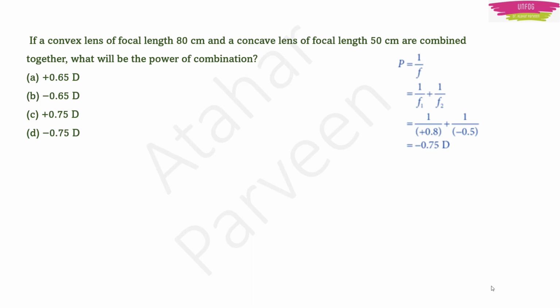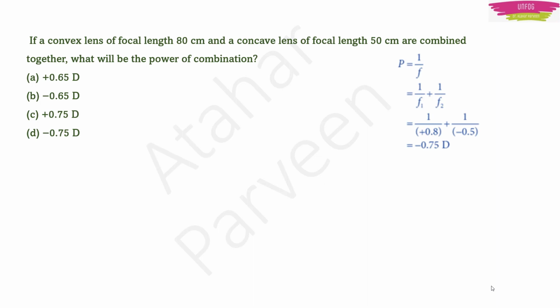Now you can take their reciprocals and add them. 1 upon 0.8. I am converting centimeter into meter because we have to find power in diopter. So 80 centimeter will become 0.8 meter and 50 centimeter will become 0.5 meter. 1 upon 0.8 plus 1 upon 0.5. Actually, this 0.5 has a negative sign because we are talking about a concave lens. The focal length of a concave lens will be negative, so I am taking 1 upon 0.8 plus 1 upon minus 0.5.